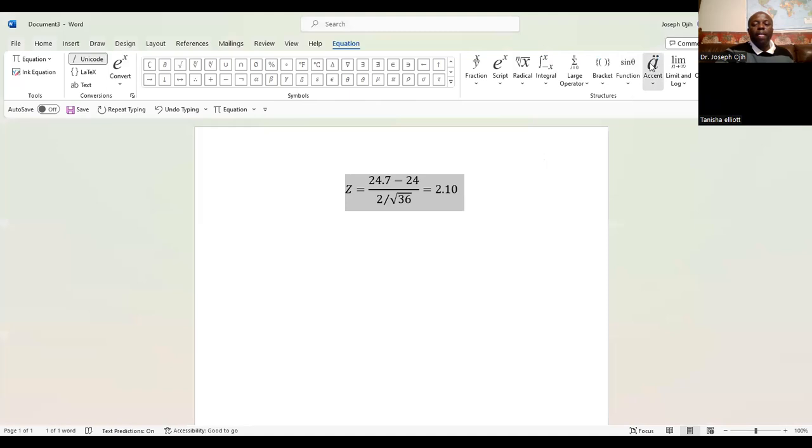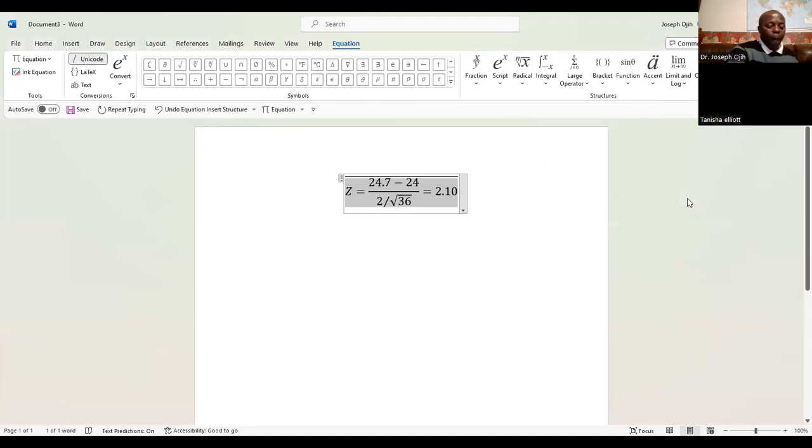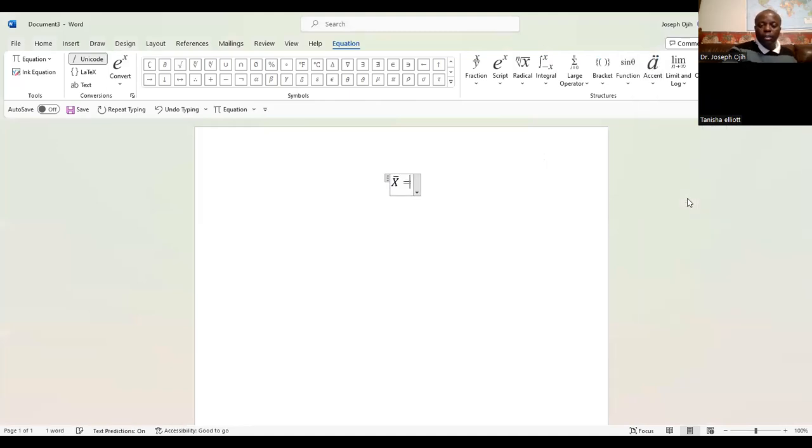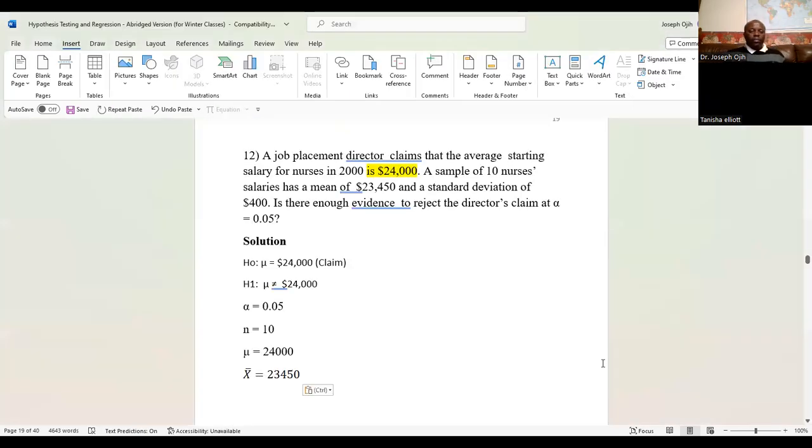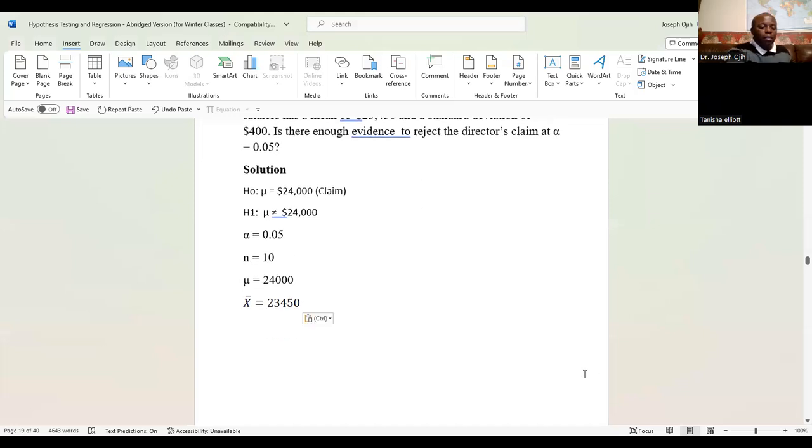X bar equals 23,450. We have it right here. And the standard deviation, this time around, we're using the sample standard deviation. So we're going to use S equals 400. S represents the sample standard deviation.